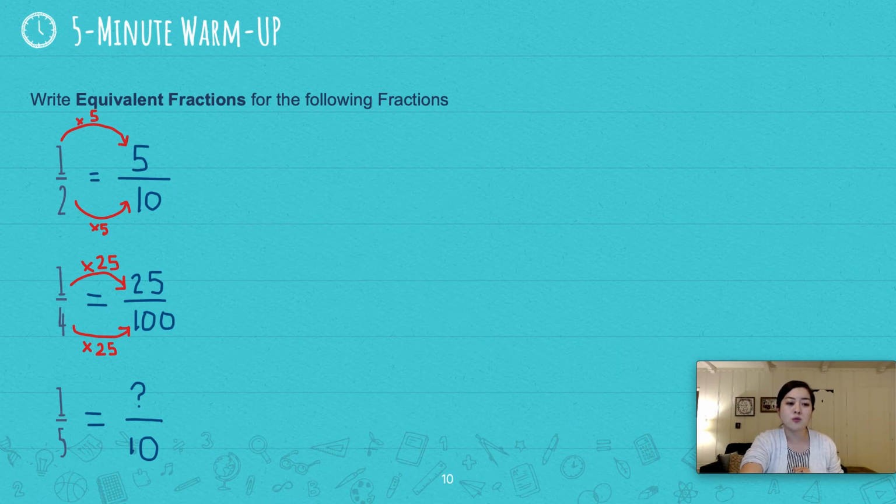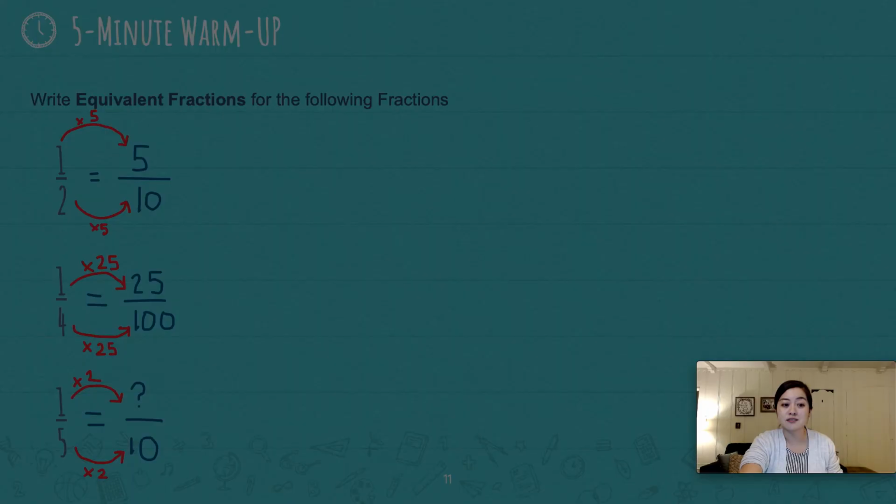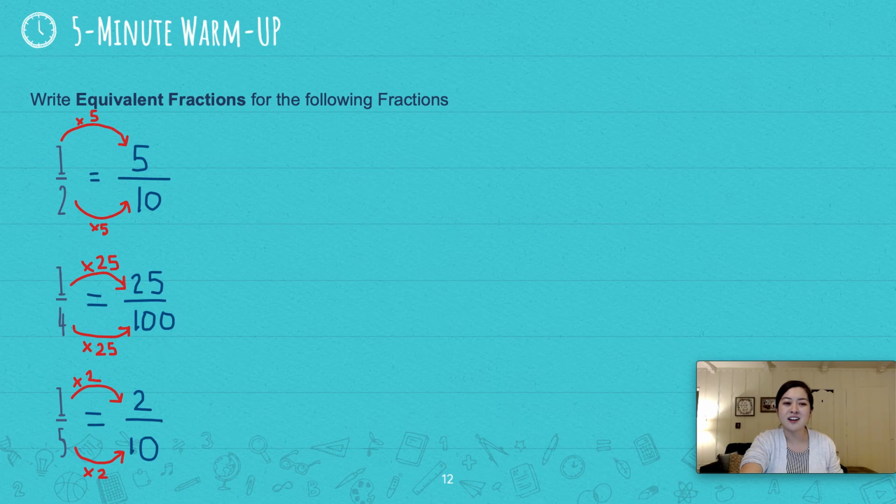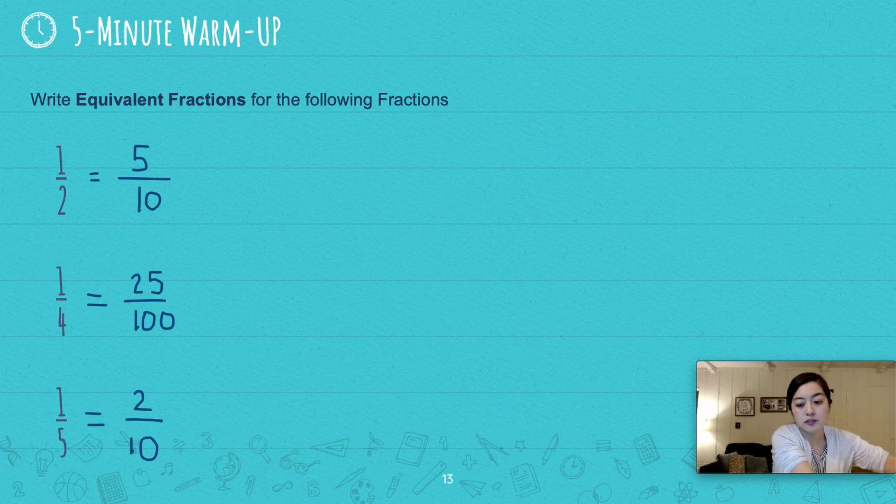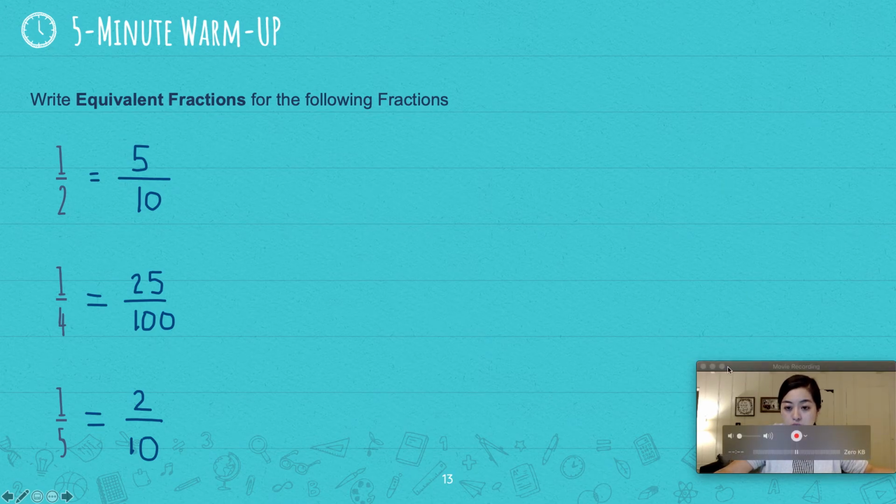What about 1/5? How do I get from 5 to 10 in the denominator? I have to multiply 5 by 2 to get 10. And whatever I do in the denominator, I have to do in the numerator. So 1 times 2 is 2. Now, this is what we have so far for our equivalent fractions. 1/2 is 5/10. 1/4 is 25 hundredths. 1/5 is 2/10.